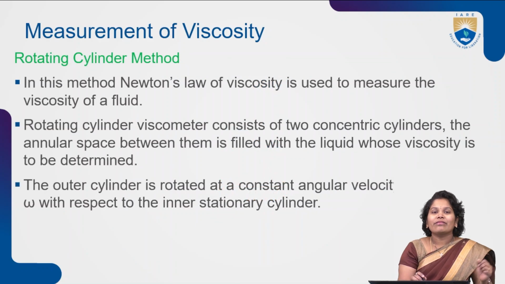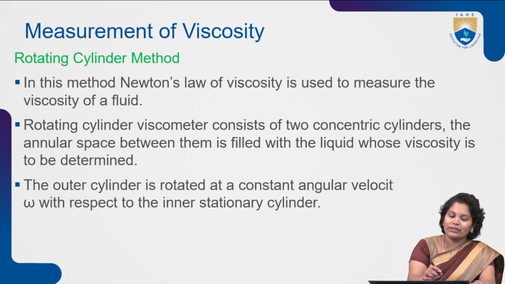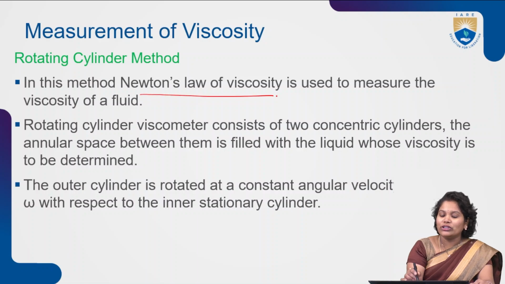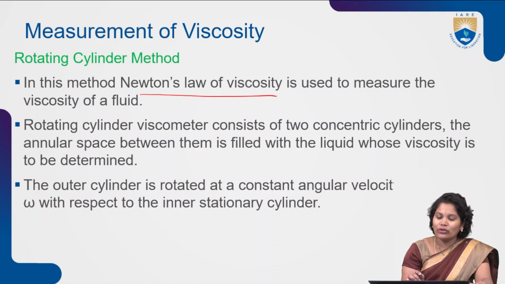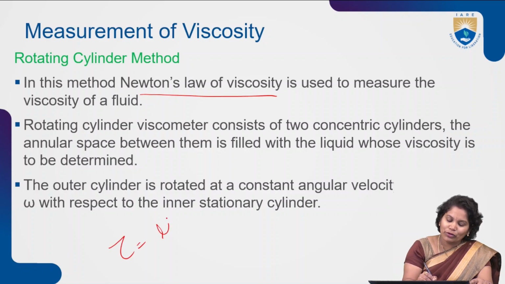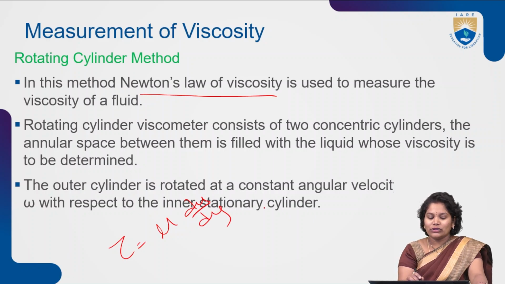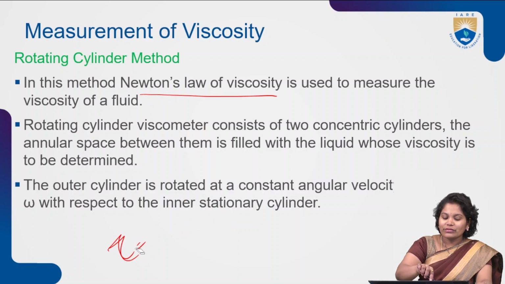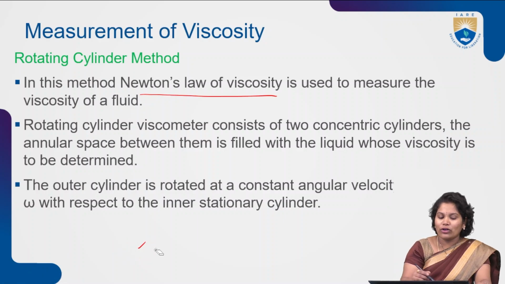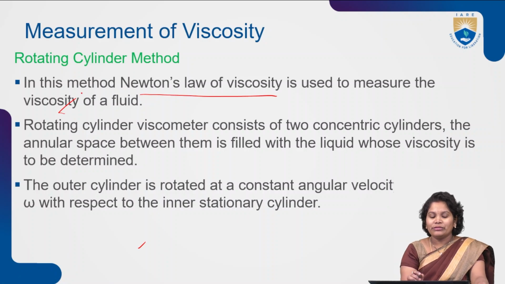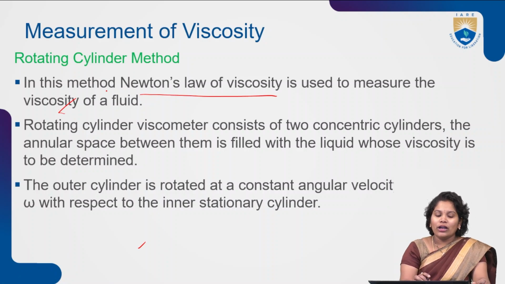Another method is the rotating cylinder method. In this method, we are using Newton's law of viscosity. Already we know what Newton's law of viscosity is, that is, tau is equal to mu into du by dy. So tau, shear stress, is equal to mu into du by dy. We are using this law to measure the viscosity of the fluid.